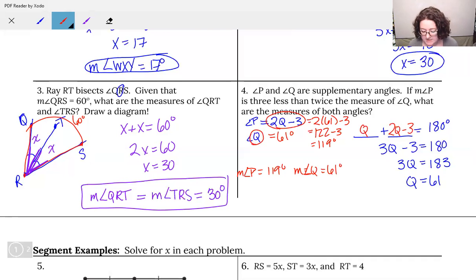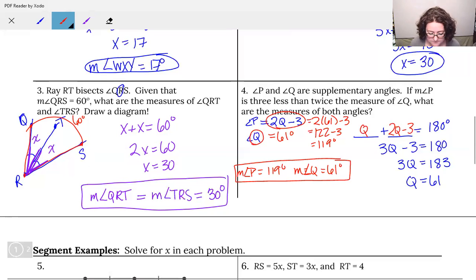Double check that. So double check, does 119 plus 61 equal 180? As long as it does, you found the correct answers. Awesome. Okay, this might not be a bad time to pause the video if you need a break or go back through and review those angle problems, but I'm about to go through the segment problems next.